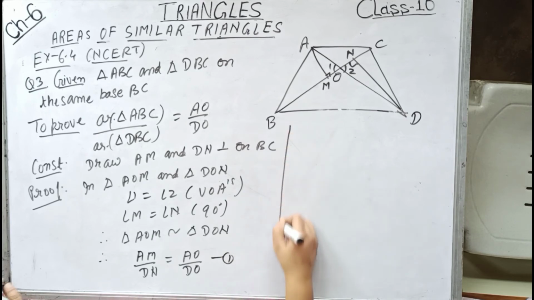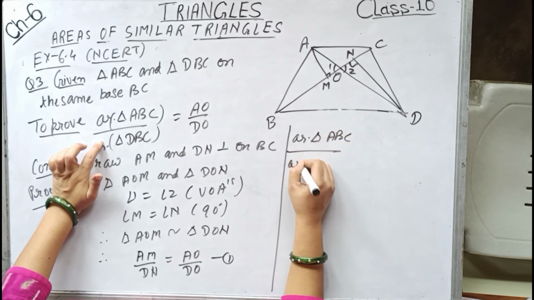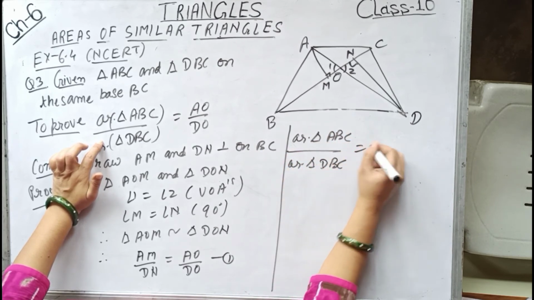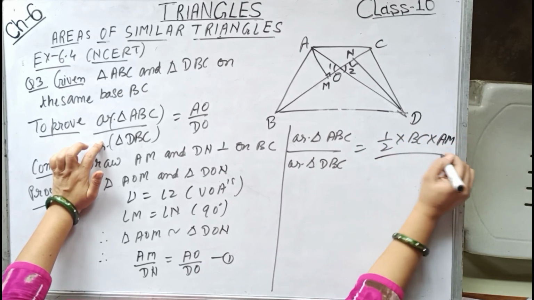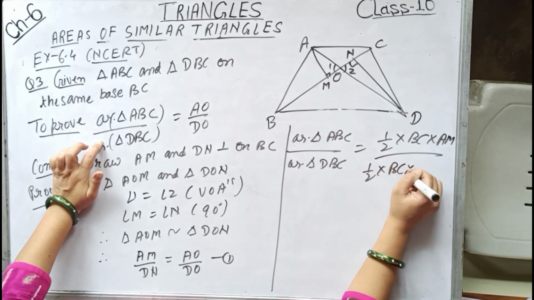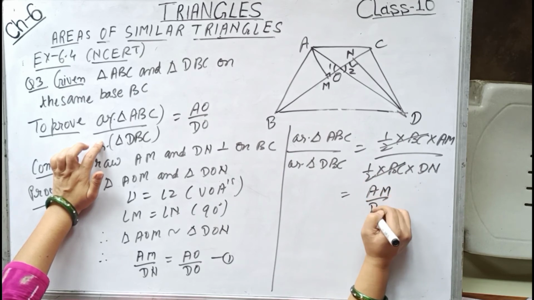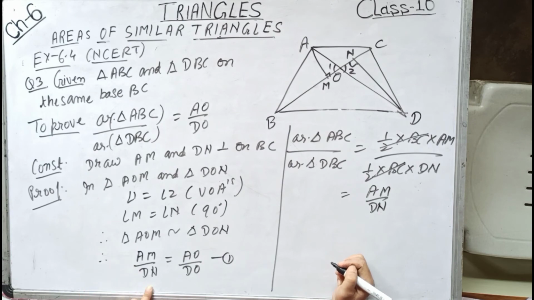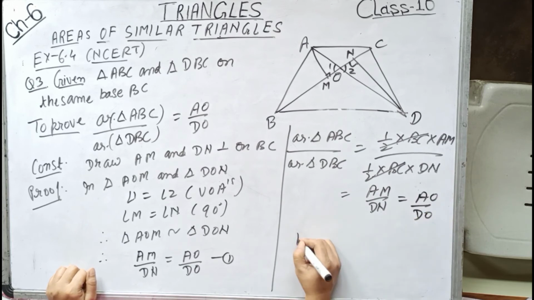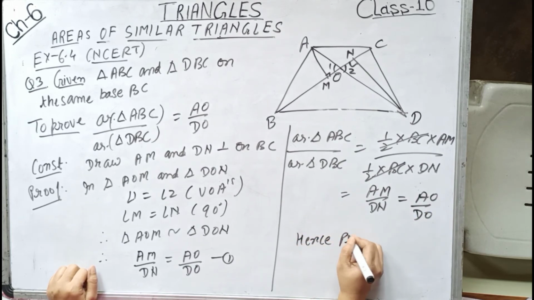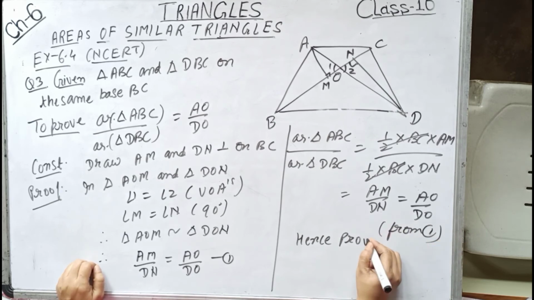We will use this relation now. Area triangle ABC by area triangle DBC will be equal to half into BC base into perpendicular by half into base into perpendicular. So this half and BC will be cancelled and we are getting over here AM by DN. But AM by DN is AO by DO. So this equals AO by DO and hence proved.